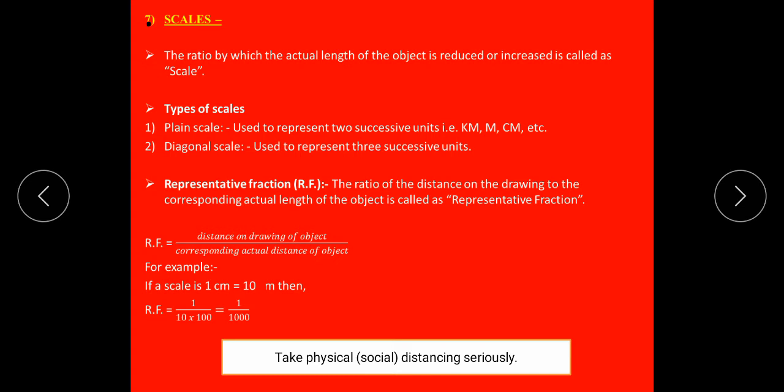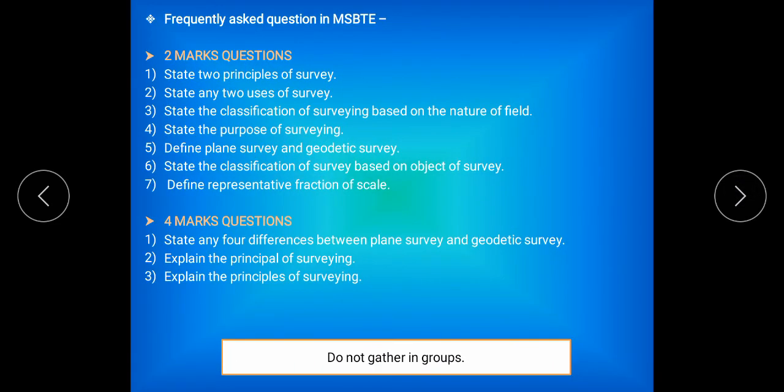And here are the frequently asked questions in MSBTE. Our first topic is over, and the last point of the first topic is the frequently asked questions in the MSBTE final exam. Here are the 2 marks questions. The first is: state 2 principles of surveying. We write the 2 principles: the first is to work from whole to the part, and the second is to fix the new point with reference to the 2 points. So these are the 2 principles.